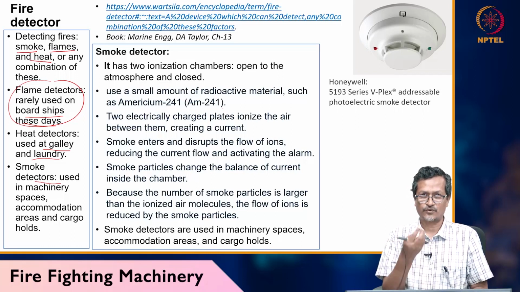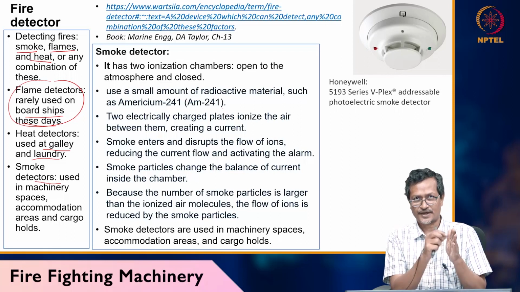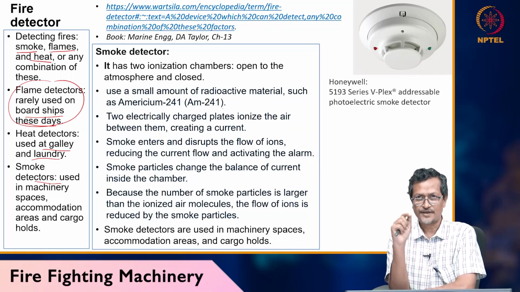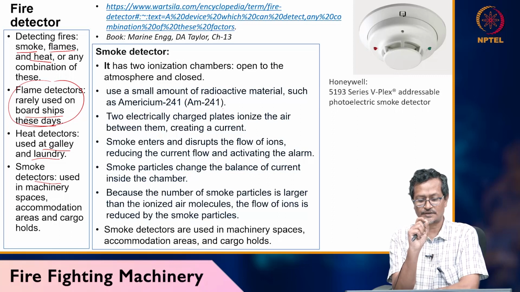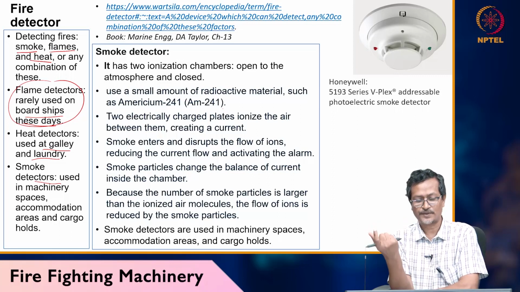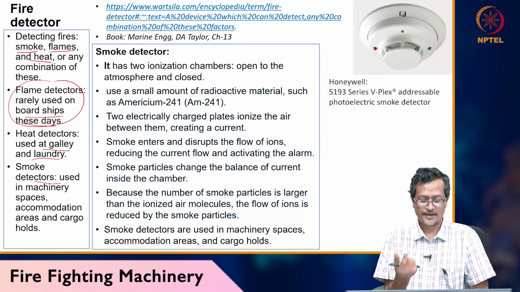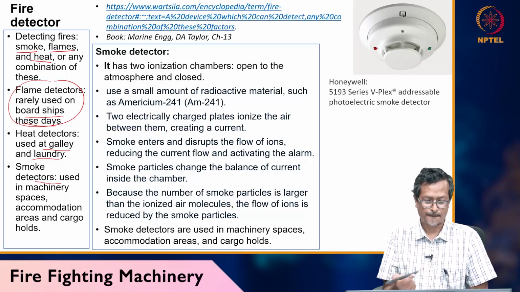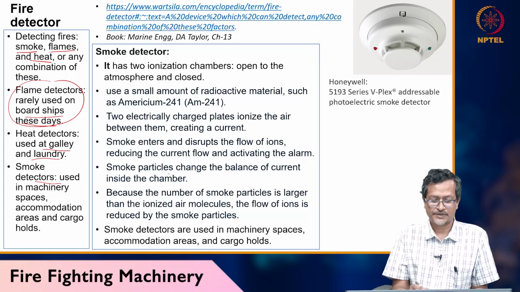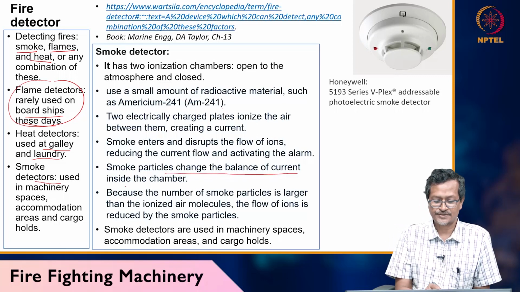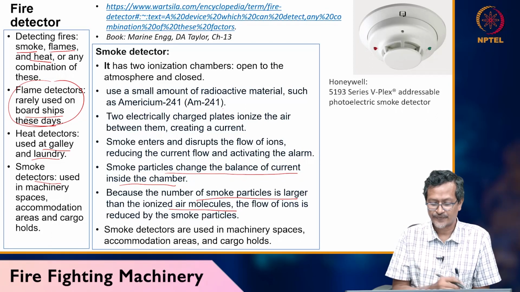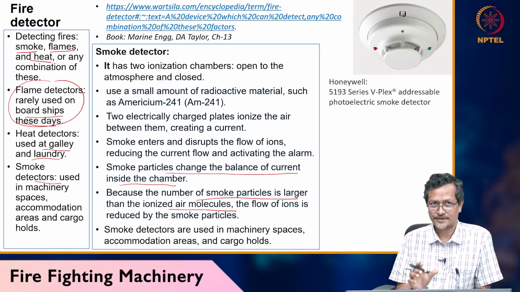Now, if you have lots of smoke, smoke will have lots of non-ionic particles. That will interfere with this ion motion. When ion motion is interfered with, the amount of ions reaching the other electrode will be lesser. It will sense that, and after sensing, it will send a signal or create an alarm. Smoke particles change the balance of current inside the chamber, because the number of smoke particles is larger than the ionized air molecules. Because of that, this balance will be disturbed and an alarm signal will immediately be sent.